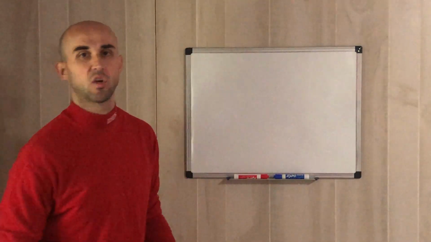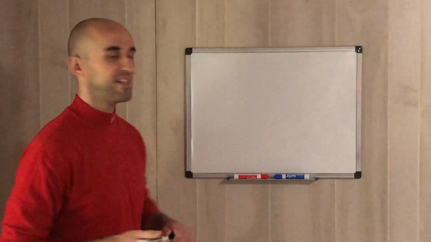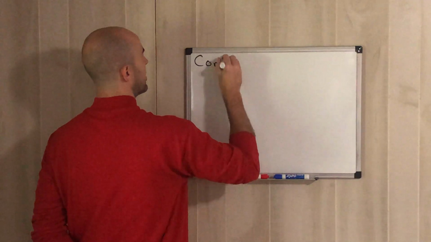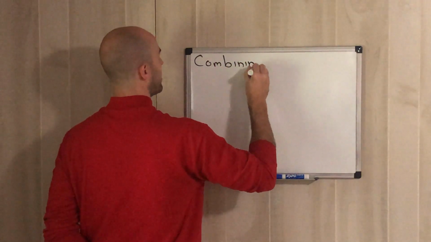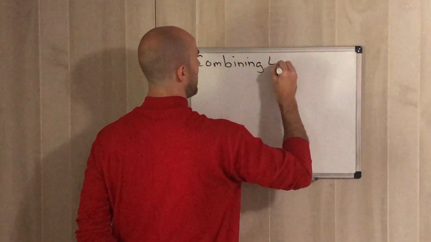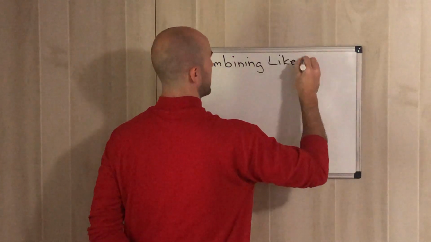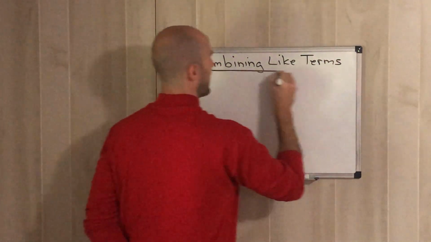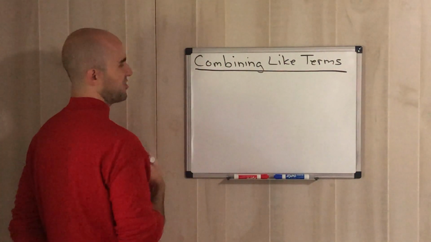Hey guys, so what we're going to be working with today for SAT skills is combining like terms, which is something that I'm pretty sure all of you know how to do already, right? Combining like terms. And again, it's just simplifying expressions, right?